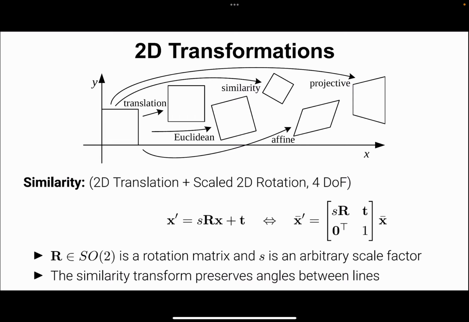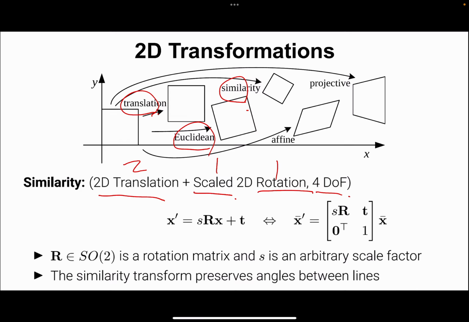And similarity. So far we introduced translation and the combination of translation and rotation. And now we are going to introduce scale as well. So this is a combination of translation, rotation, and scale. So there are 4 degrees of freedom: 2 from 2D translation, 1 from scale, and 1 from 2D rotation. Scale is just adjusting the size of the data.